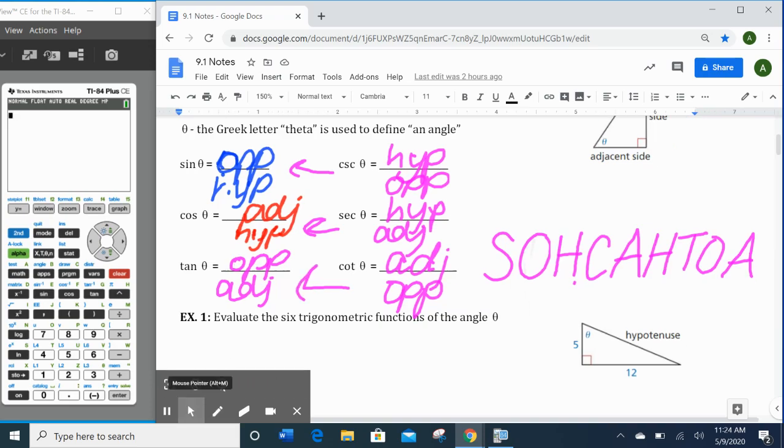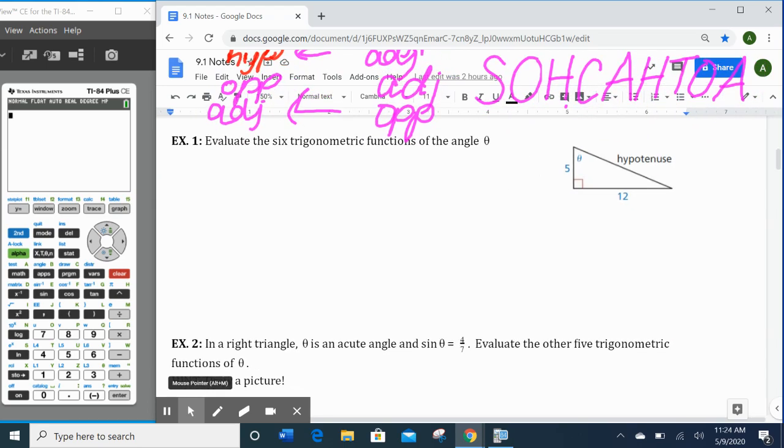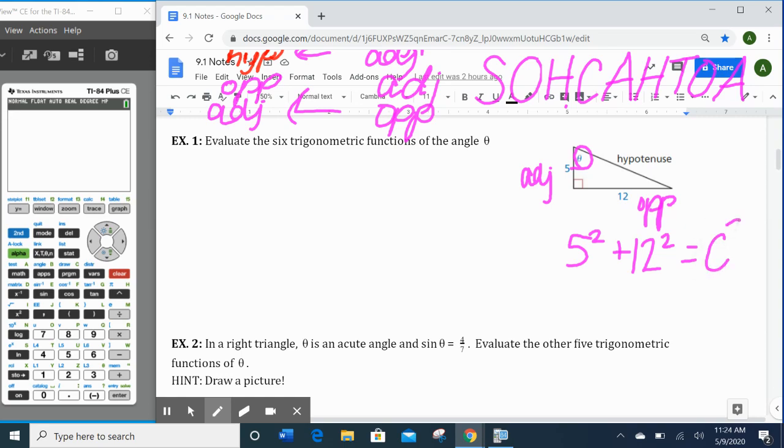So number 1 says evaluate the 6 trigonometric functions of the angle theta. So I know that the 12 is opposite, and I know that the 5 is adjacent. So I am going to need to use the Pythagorean theorem to find the hypotenuse. It doesn't matter which side's A, which side's B, but 5 squared plus 12 squared equals C squared, since the hypotenuse has to be C. So 5 squared is 25 plus 144 equals C squared. So 25 and 144 is 169 equals C squared.